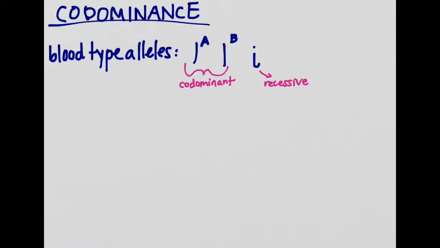So codominance is when both dominant alleles are going to be apparent in the phenotype of the heterozygous offspring.